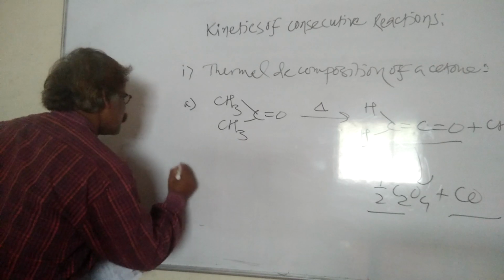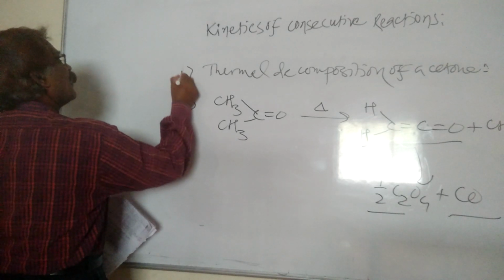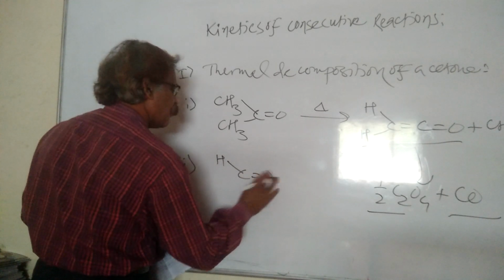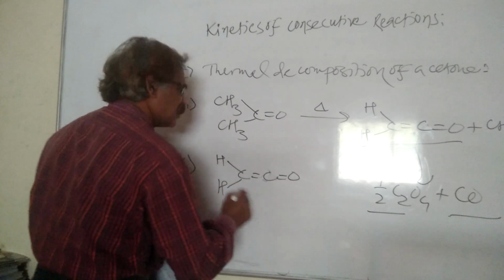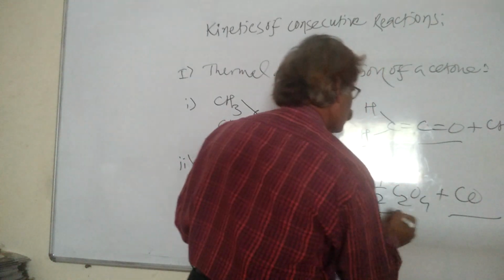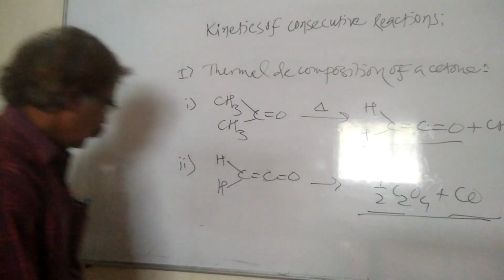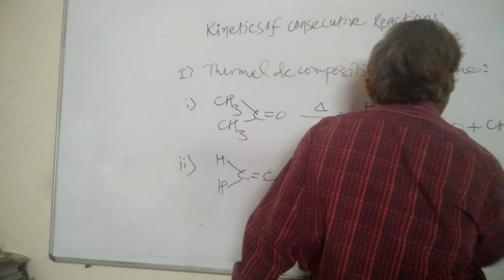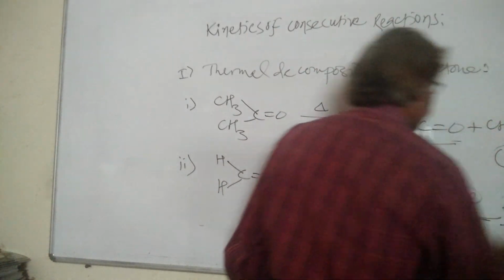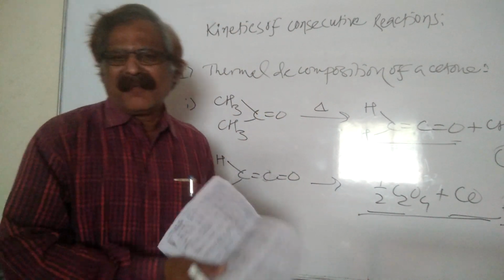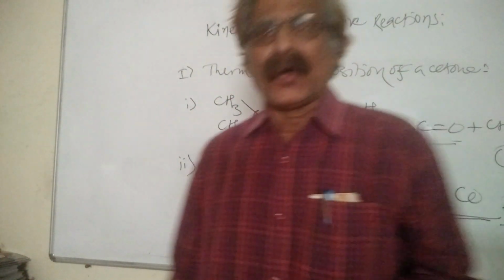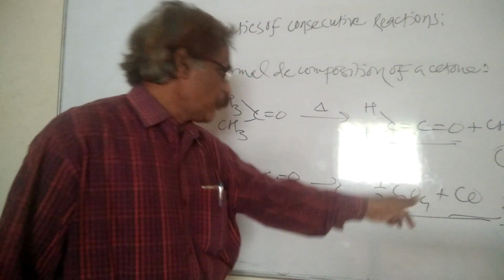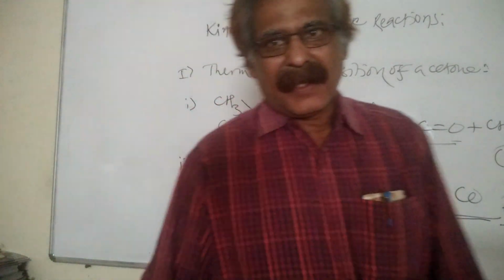So I can write it here like this. This is step 1, and step 2: H-C=C=O gives 1/2 C2H4 plus CO. So this reaction, the thermal decomposition of acetone, occurs in two steps. This is the first step, and this is the second step. This is a very good example of a consecutive reaction or sequential reaction. Here the conversion of acetone into methane, carbon monoxide and ethene gas occurs in two steps.